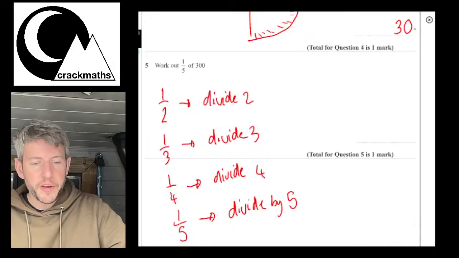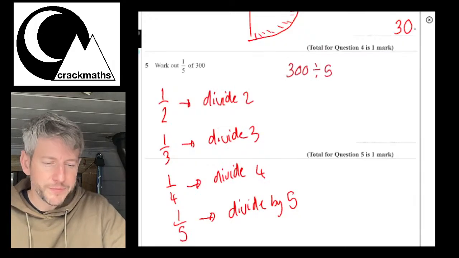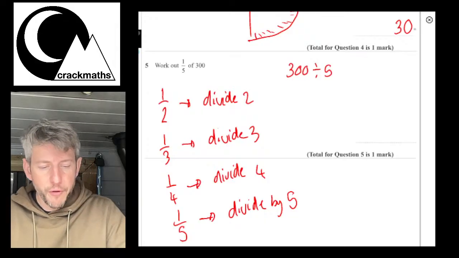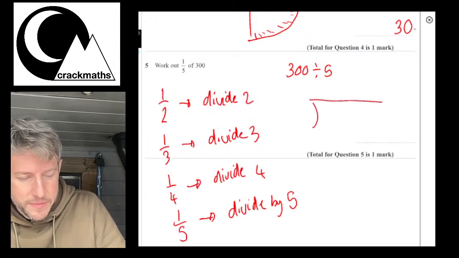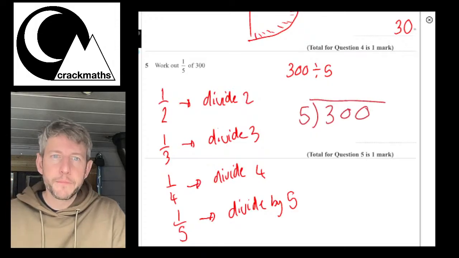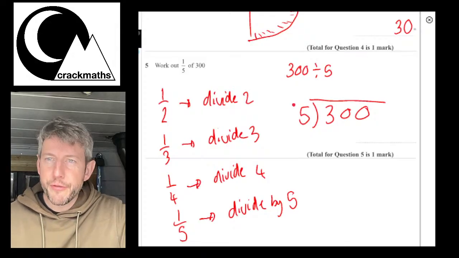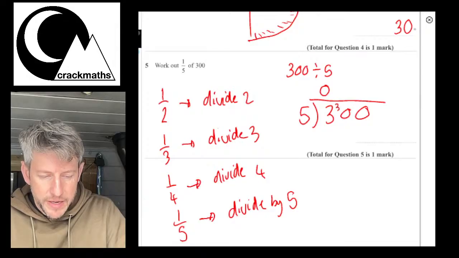Okay, so we're going to have to do here 300 divided by 5. Now 300 divided by 5, what we get here is, I'm going to use the bus stop method to do this. So we've got 300 here. We're going to put a 5 there. Now 5 into 3 doesn't go. So I put a 0 up here and I carry the 3.